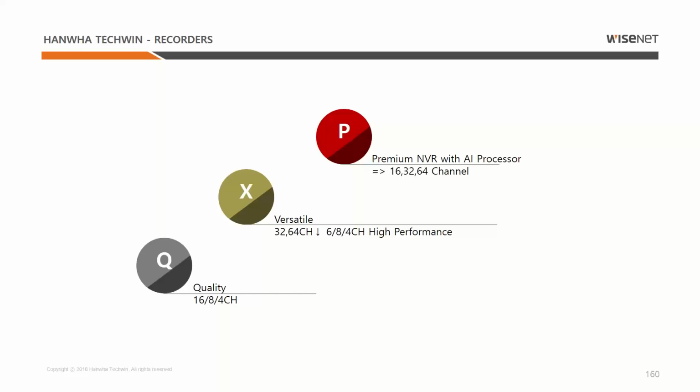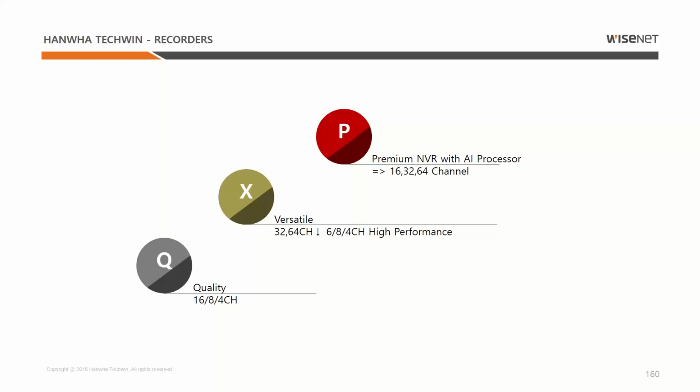Now P series is slightly different. It is similar to X, except it has an additional AI processor to convert the camera into an AI camera. But you don't need it. If you want AI feature, you can directly buy an AI camera and use it with an X series NVR. In case you don't have that option, in case the customer already purchased the cameras and wants to have AI feature, then maybe you can look at P series NVR. Otherwise, most of the projects will be X series.